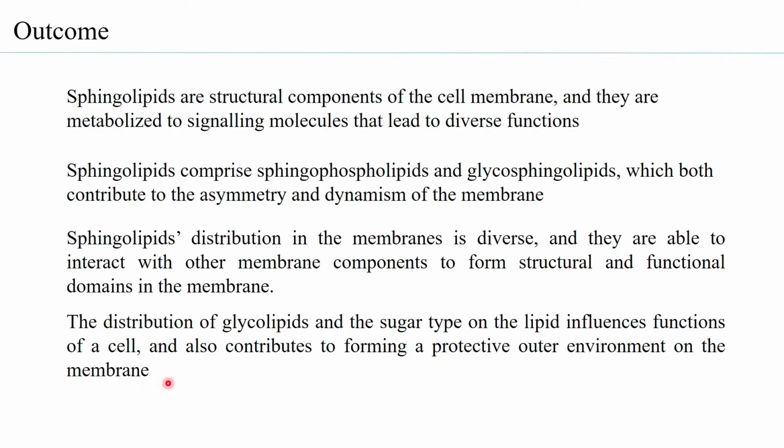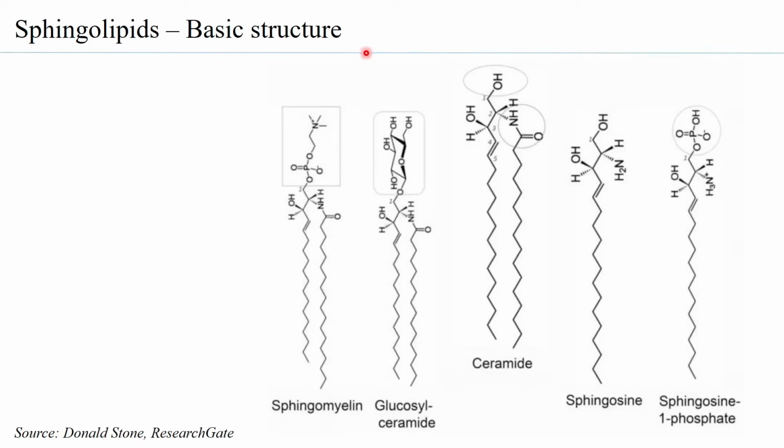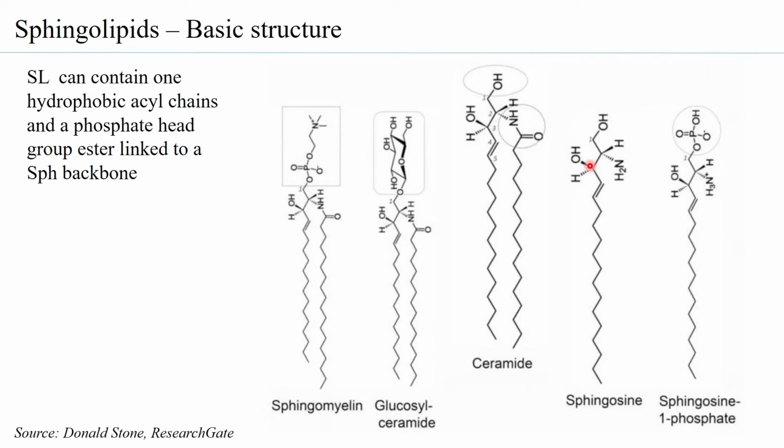So let us one by one look at both sphingolipids and glycolipids and together how they contribute to the functioning of the membrane. So let us look at the basic structure of sphingolipids. When you look at sphingolipids, the backbone is basically the sphingosine unit, where you can see that you have a single hydrophobic acyl chain, with a group containing the NH2 group at one point, and here you have the OH group.